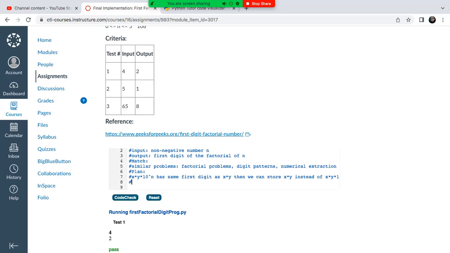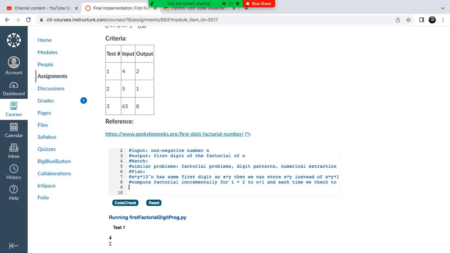So in this sense, what we want to do is compute the factorial incrementally. So for i equals 2 to n plus 1, each time we check to see if the factorial has a factor of 10 and reduce the factorial by that factor.